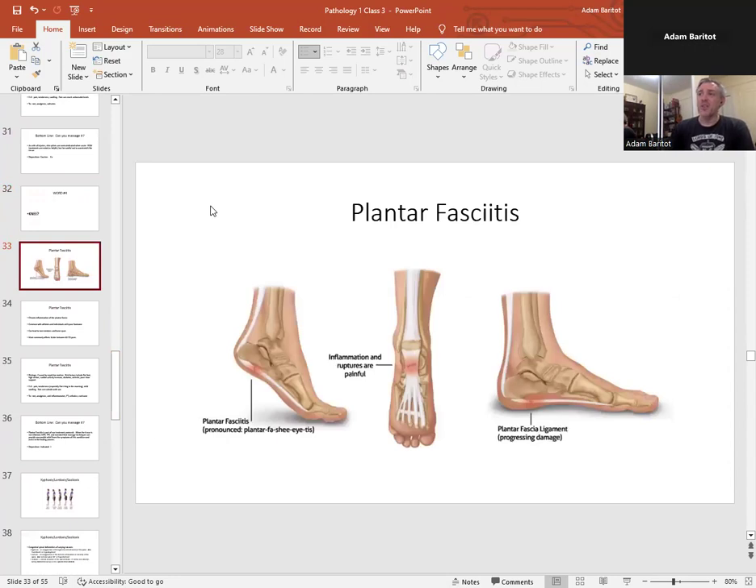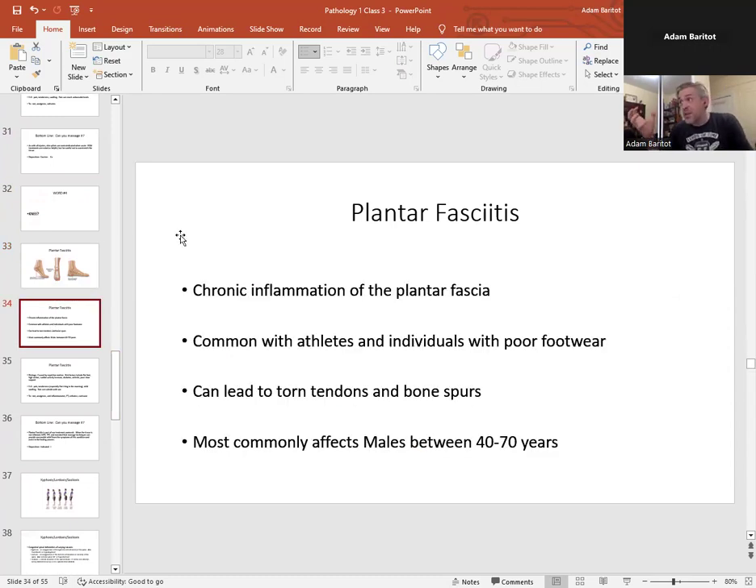Next condition on our list is plantar fasciitis. Plantar fasciitis, of course, inflammation of the plantar fascia. Real simple. Just read the words. Chronic inflammation of the plantar fascia is what we're talking about. This is common with athletes and individuals who wear poor footwear. This can lead to torn tendons and bone spurs, depending on where the pressure on the bottom of the foot is. This is most commonly going to affect males, folks who identify as male, between 40 and 70 years old.